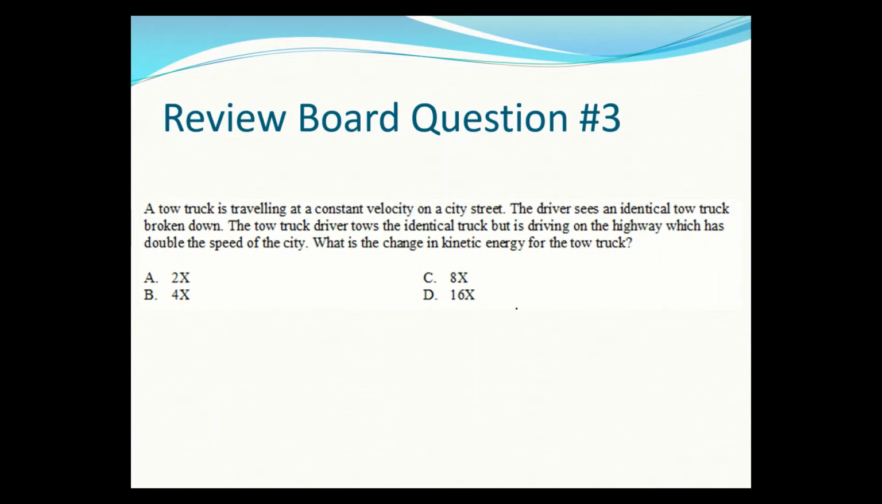Okay, and then number 3, a tow truck is traveling at a constant velocity on a city street. The driver sees an identical tow truck broken down. The tow truck driver tows the identical tow truck, but is driving on the highway, which is double the speed. So it looks like we are doubling our mass and we are doubling our speed. So what would be the change in kinetic energy for the tow truck?